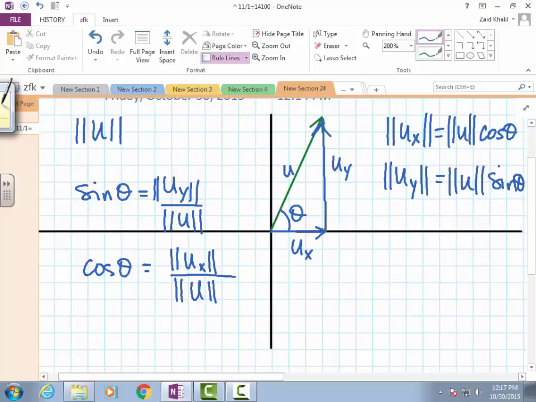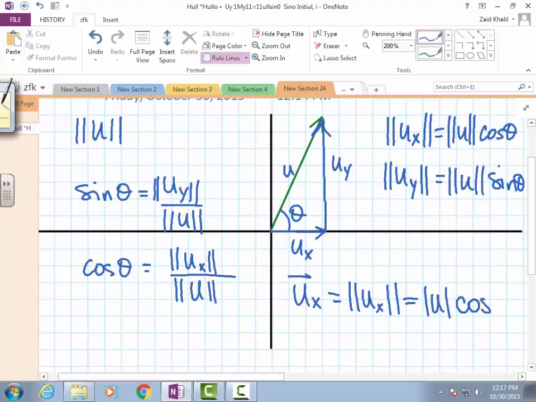Do I have the vectors? Yes or no? The answer is no, because what do I need to do? I need to give it direction. So ux, the vector, is equal to magnitude of ux. What's that equal to? That's equal to magnitude of u cosine theta. And similarly, uy.